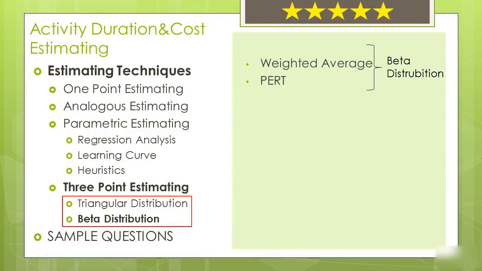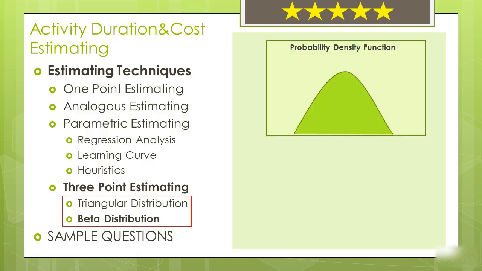Beta distribution. Before starting to the lecture, please note that in the exam, if you see either weighted average or PERT terms, then the question is talking about the beta distribution. In the previous lecture, we see that in triangular distribution, probabilities occur in triangular manner. In beta distribution, it's most likely a bell shape.